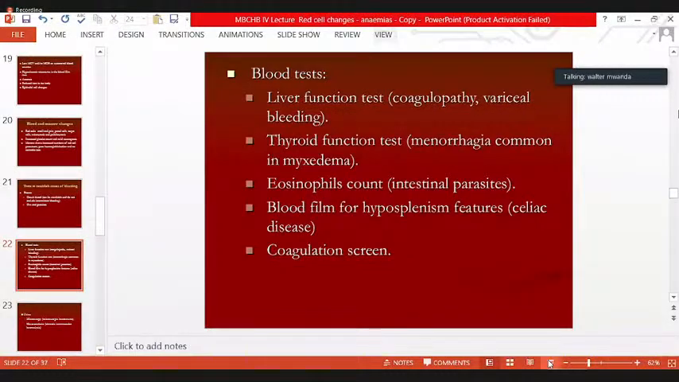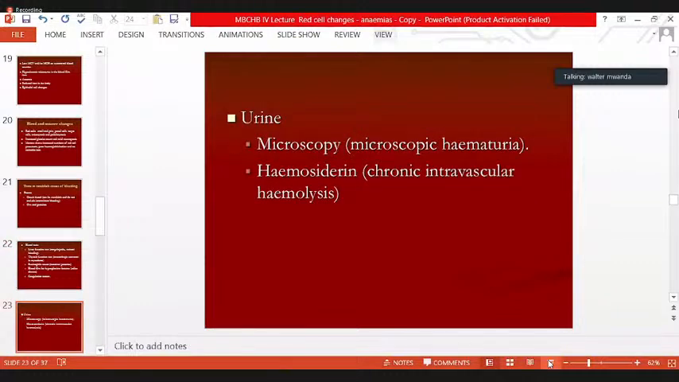Urine microscopy, we may also stain urine for hemosiderinuria. That is, if there is intravascular hemolysis, iron is lost in the urine. Some of these cases may present with microcytic hypochromia, in which case an analysis of urine is important.